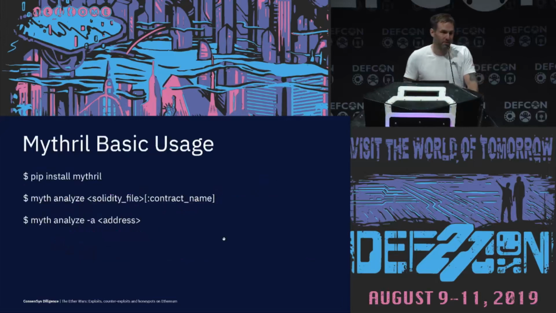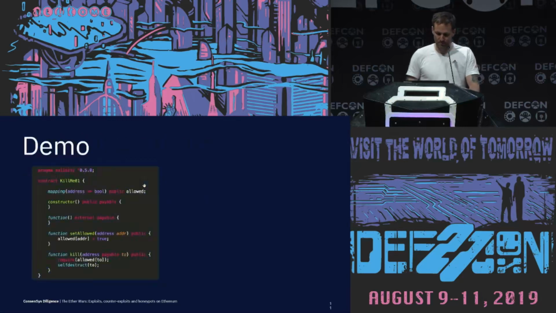Right, so our symbolic execution tool is called Mithril, and it's designed with simplicity in mind. If you want to use it, you can install it with Python 3, and you can then either analyze Solidity code files or contract addresses at either the mainnet or a testnet or whatever you like. And I'm going to show you a very brief demo of how that looks.